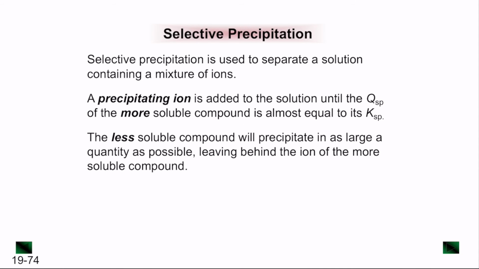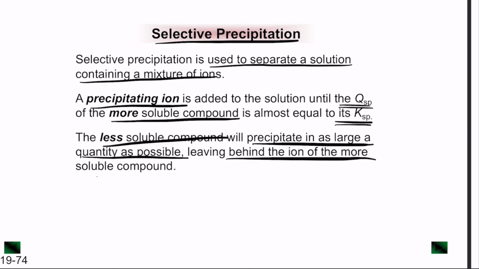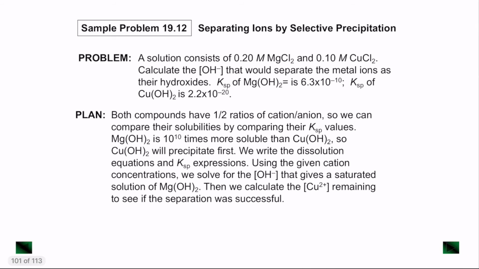So next, let's talk about selective precipitation. Selective precipitation is generally used to separate a solution containing a mixture of ions. So you add a precipitating ion to the solution until QSP of the more soluble compound becomes equal to its KSP. Now the less soluble compound will precipitate in as large a quantity as possible, leaving behind the ion of the more soluble compound.